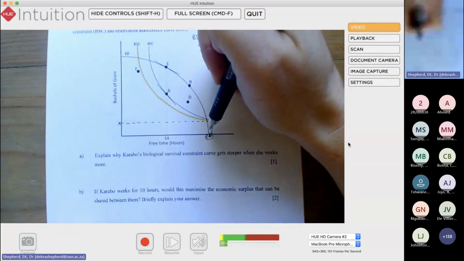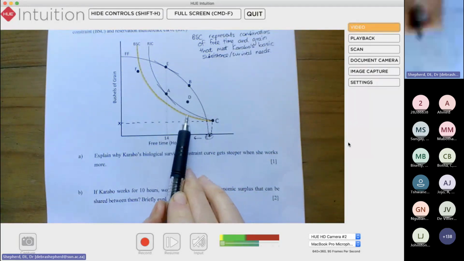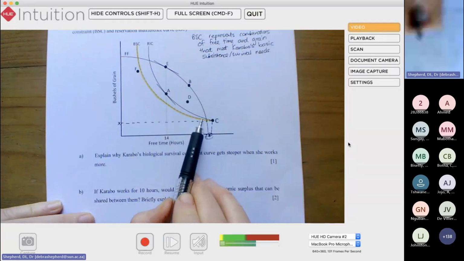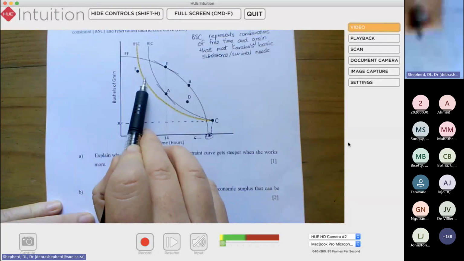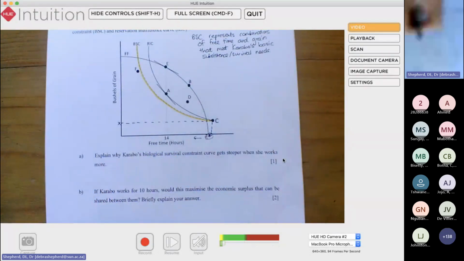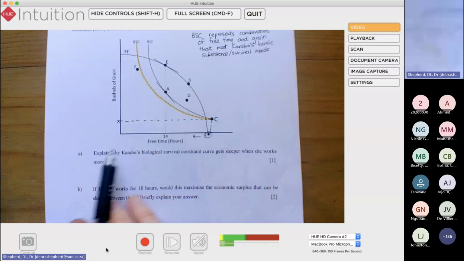So what we're saying is that as Karabo starts to work, she requires grain to sustain this work. But the more she works, the more grain she needs for each additional hour of work performed, because extra work brings extra exertion and therefore a higher calorie requirement.